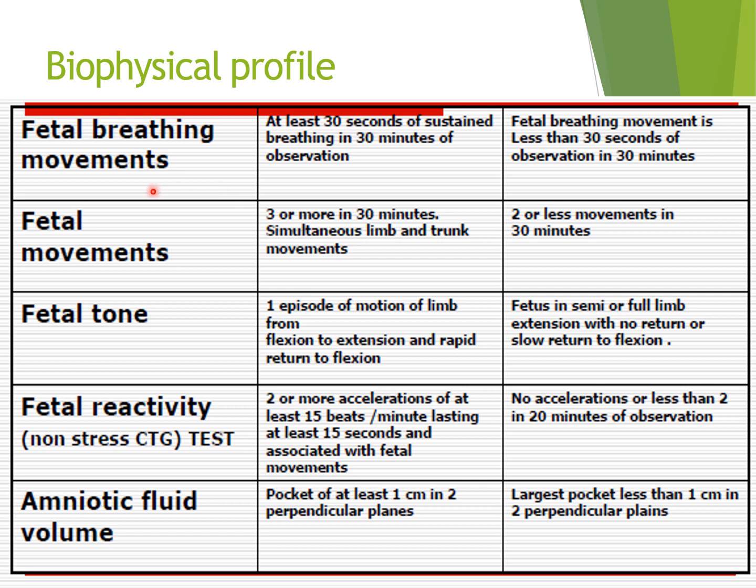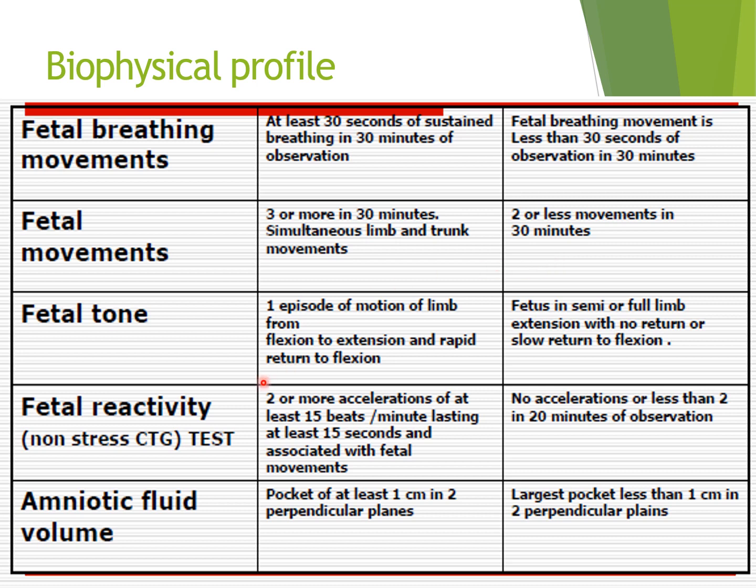First one is fetal breathing movements. If at least 30 seconds of sustained breathing movements are there in 30 minutes of observation, it is normal, and we can give the score 2. If the fetal breathing movement is less than 30 seconds in 30 minutes of observation, the test is non-reactive, and you can give the score 0. Next is fetal movements. If there are 3 or more movements in 30 minutes, with simultaneous limb and trunk movements, we can give the score 2. If there are 2 or fewer movements in 30 minutes, the score will be 0.